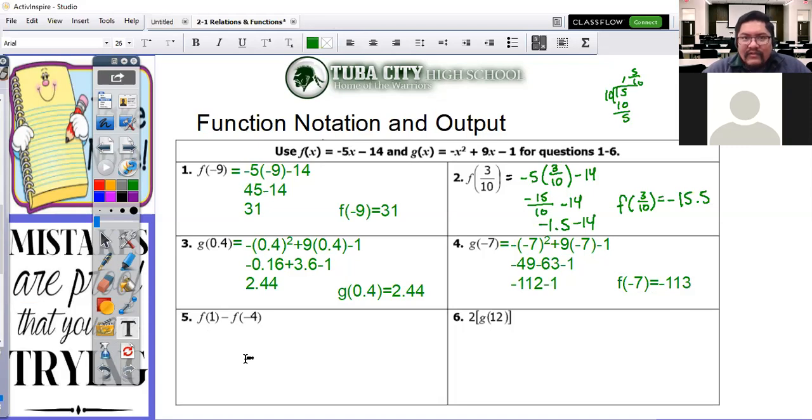All right, so here I have two of them, right? I have f of 1 minus f of 4. So there's actually going to be two functions that I have here. So for both of them, I'm going to have to use -5x minus 14. And then, well, actually, I'm going to do one at a time. So there's the first one here.